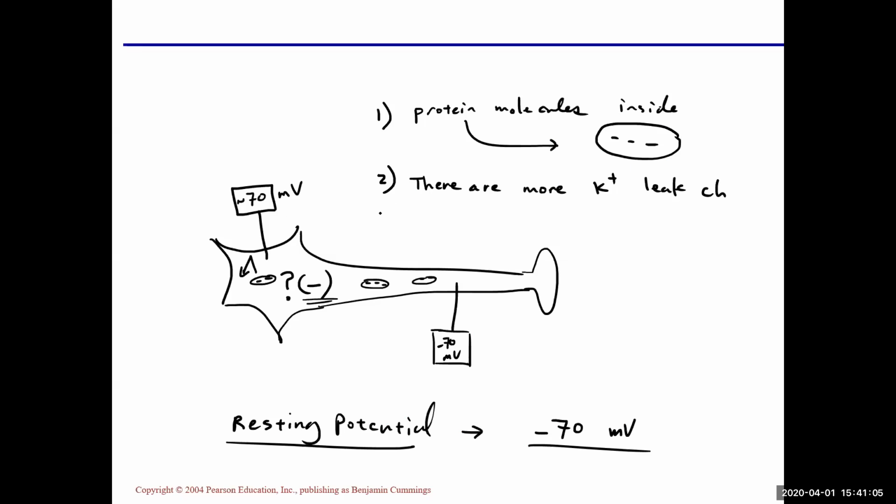Number three. The third reason why the inside of the neuron is negative happens to be the sodium-potassium pump.